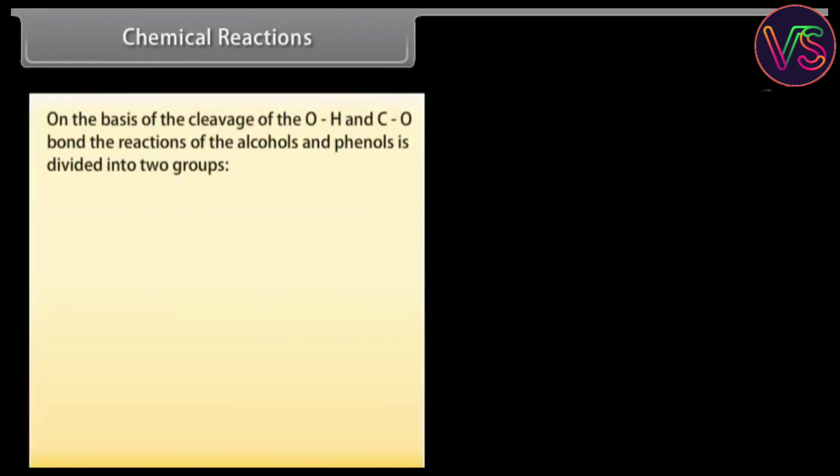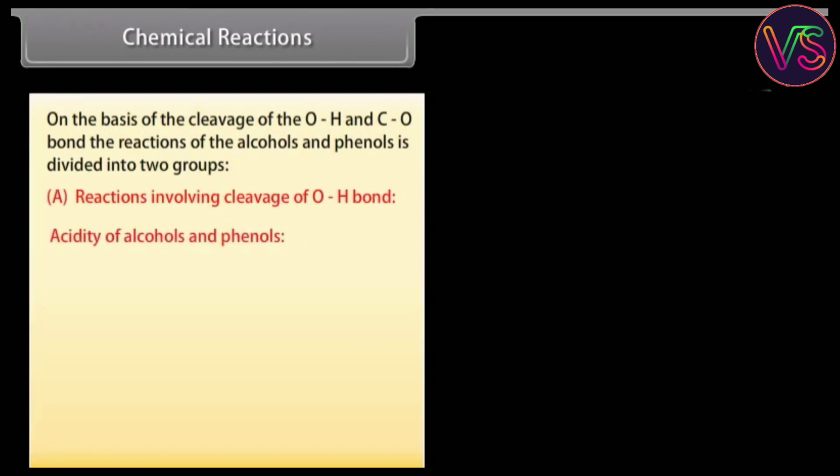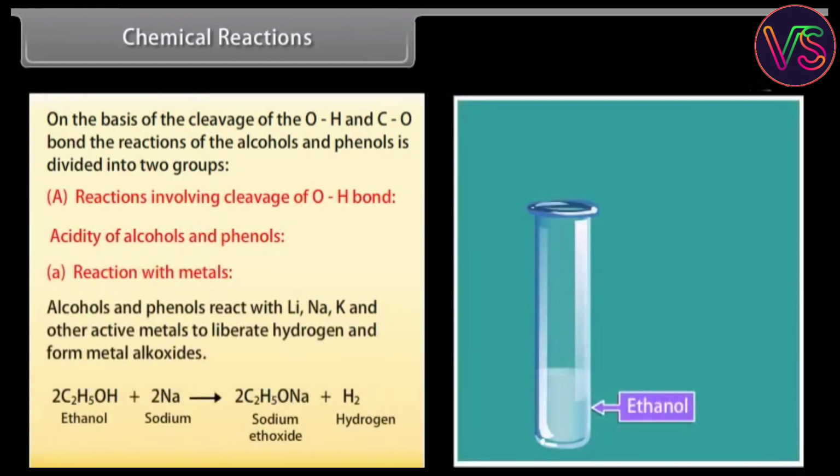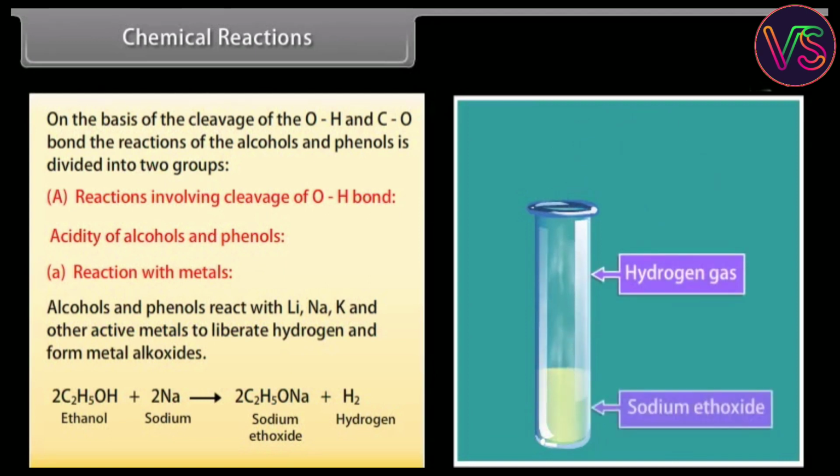On the basis of the cleavage of the OH and CO bond, the reactions of the alcohols and phenols are divided into two groups. Reactions involving cleavage of OH bond, acidity of alcohols and phenols. Reaction with metals. Alcohols and phenols react with lithium, sodium, potassium and other active metals to liberate hydrogen and form metal alkoxides.